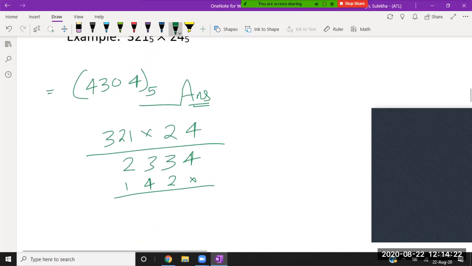Why? Okay, let's multiply 2 with 1. That is 2. I can't make a pair of 5, so I am writing 2. If I multiply 2 into 2, that is 4. I can't make a pair of 5 from 4, so I am writing 4. Okay, if I multiply 2 with 3, that is 6. Okay, so that is 11. Okay, that is 114.